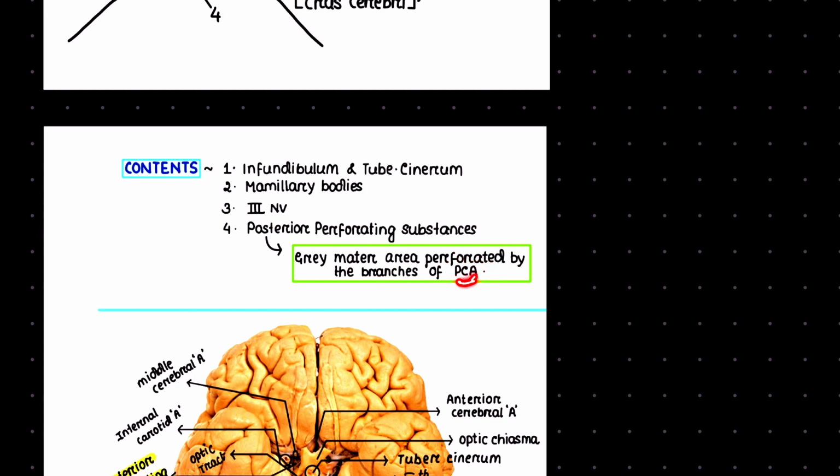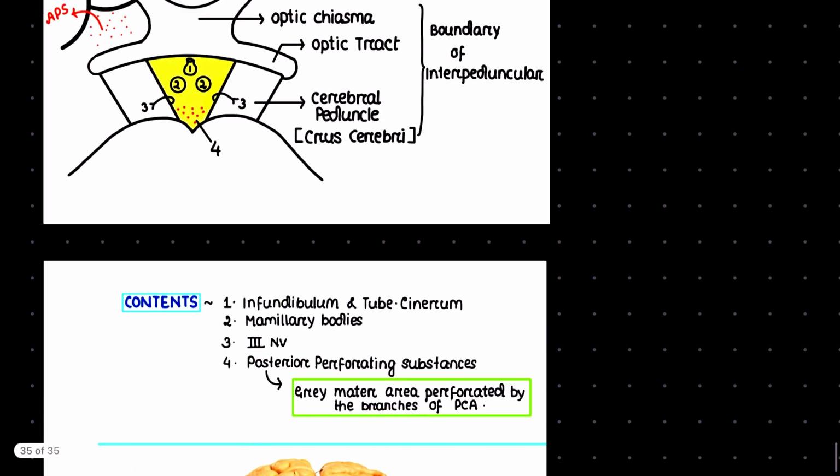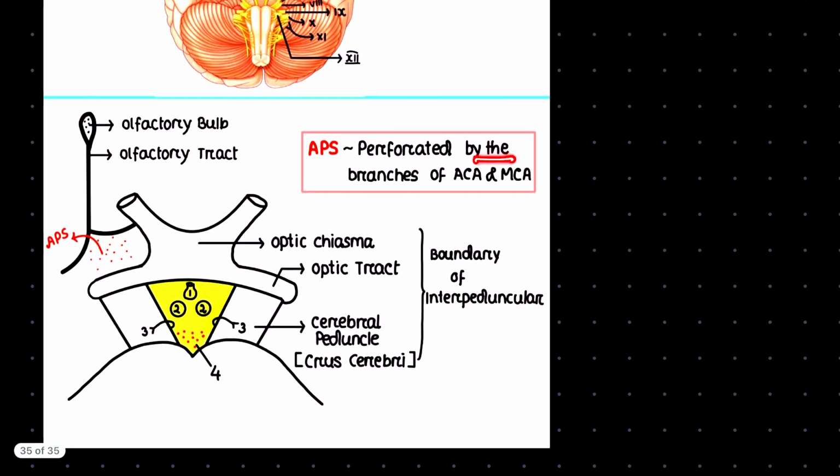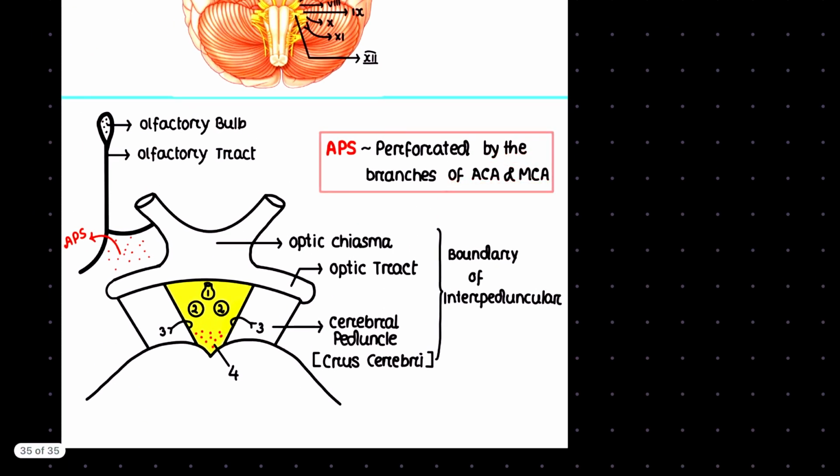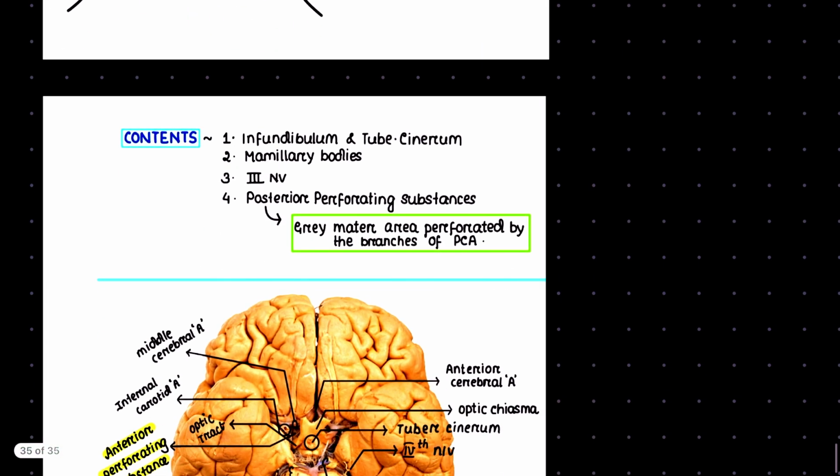We'll be talking about these things in this diagram, don't worry. Here it was mentioned as perforated by branches of the anterior cerebral artery and middle cerebral artery, and here it is said that it is perforated only by the posterior cerebral artery. Now, let's understand the posterior perforating substance.